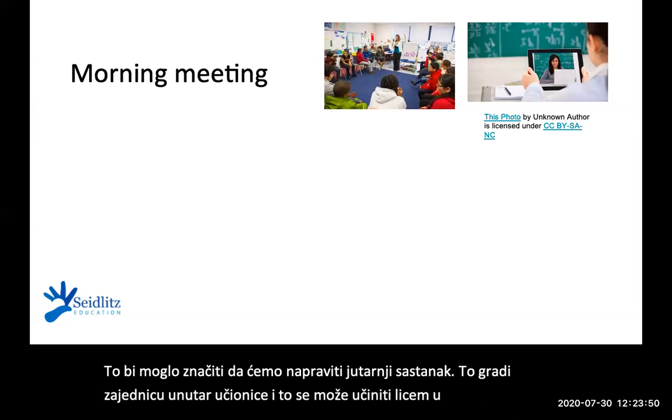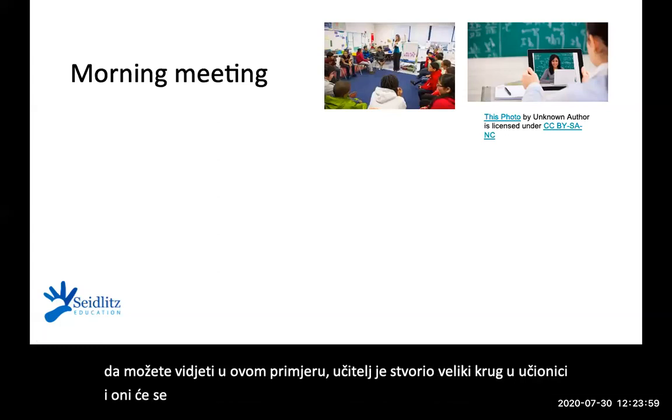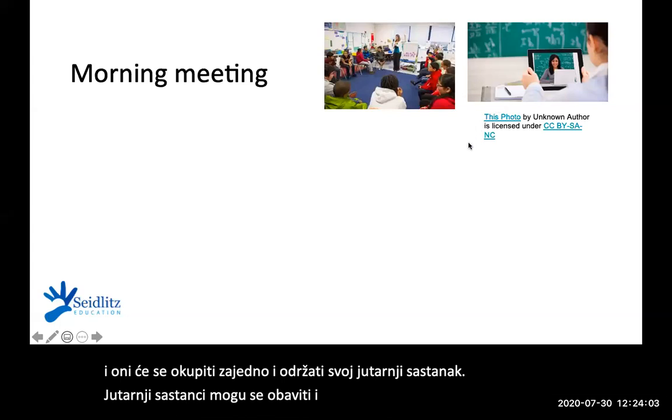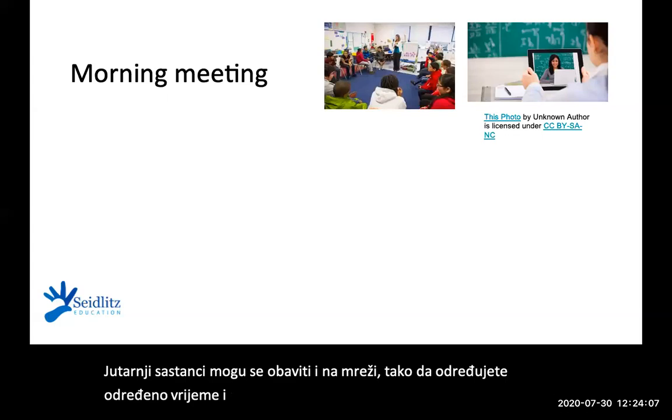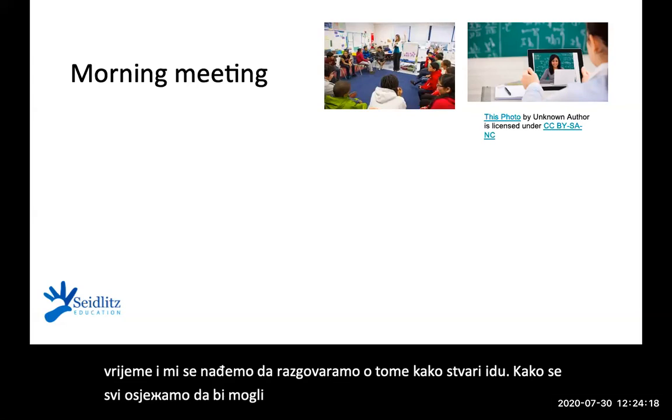So you can see in this example, the teacher has created a large circle in the classroom, and they're going to gather together and hold their morning meeting. Morning meetings can also be done online. So you set a certain time and date for your morning meetings. Everyone gathers at the same time, and we get together to discuss how things are going, how's everyone feeling. If it's a primary grade, we might sing a song together.